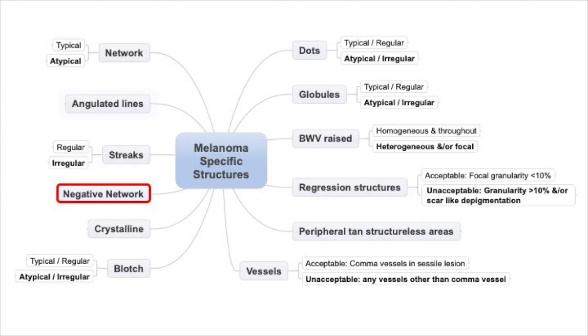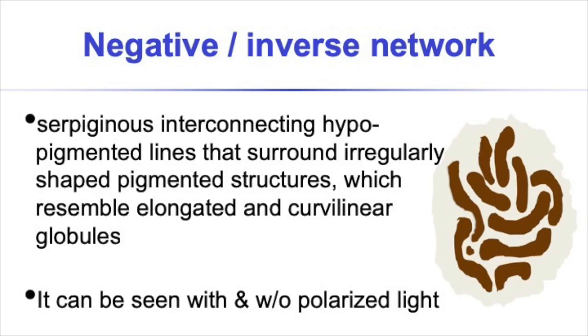Okay, next, negative network. This is a little bit of a difficult one for many people to grasp. So what is a negative network? I like to look at it not on the negative, but on the positive end of the spectrum. So what do I mean by that? There are brown structures. The brown structures, instead of being round to oval in shape, are elongated and curvilinear. Just imagine that you had silly putty, and it was a glob, a round structure. And then you take the silly putty and you stretch it. That to me is these brown structures.